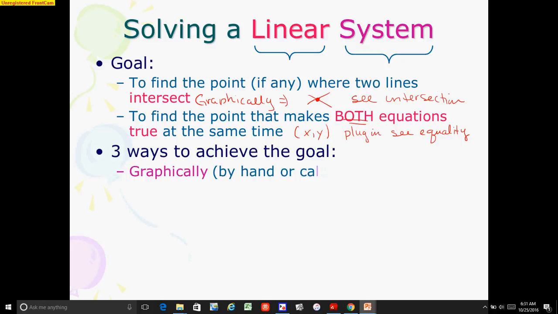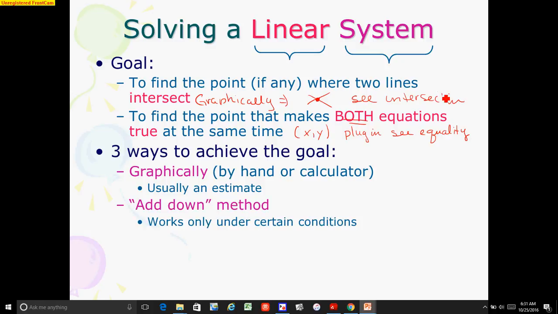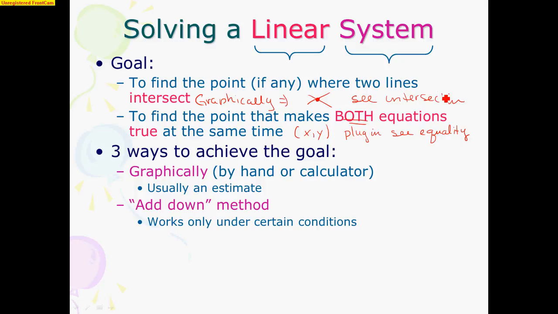We can achieve this goal, of course, graphically by hand or by calculator, and that's usually an estimate. The add-down method, students like, and hopefully you remember that from Algebra 1. It only works, though, under certain conditions. The other name for the add-down method is linear combinations. It is something we actually did, just not with the goal of solving.